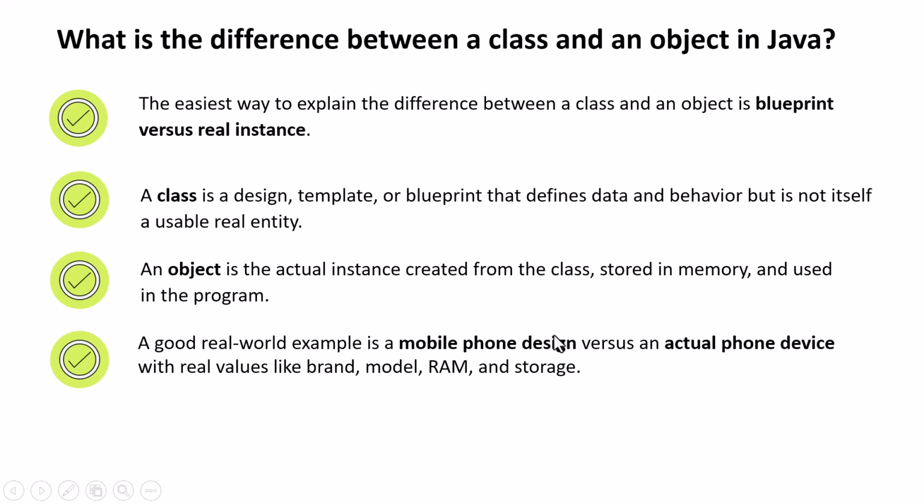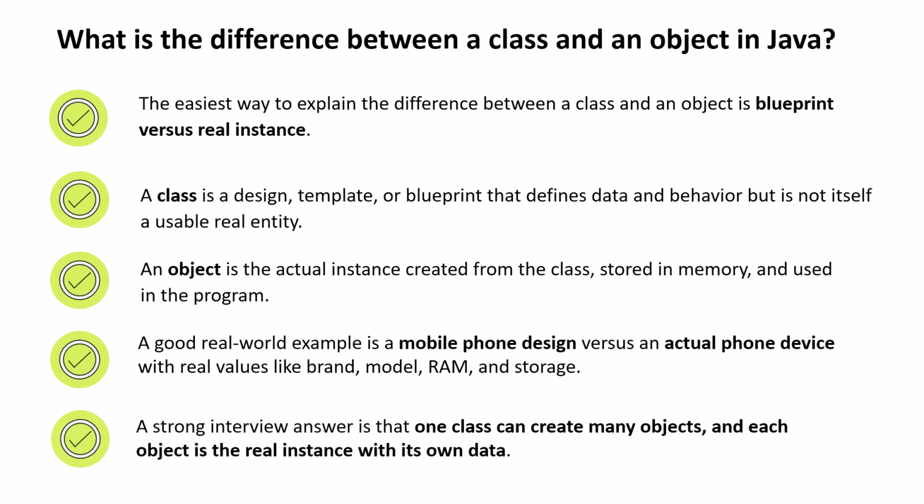The design defines features like brand, model, RAM, and storage, while each real phone is an object with its own actual values. Another important interview point is that one class can create many objects. For example, one employee class can create objects for Ramesh, Suresh, and Mahesh, where each object uses the same structure but stores different employee data.